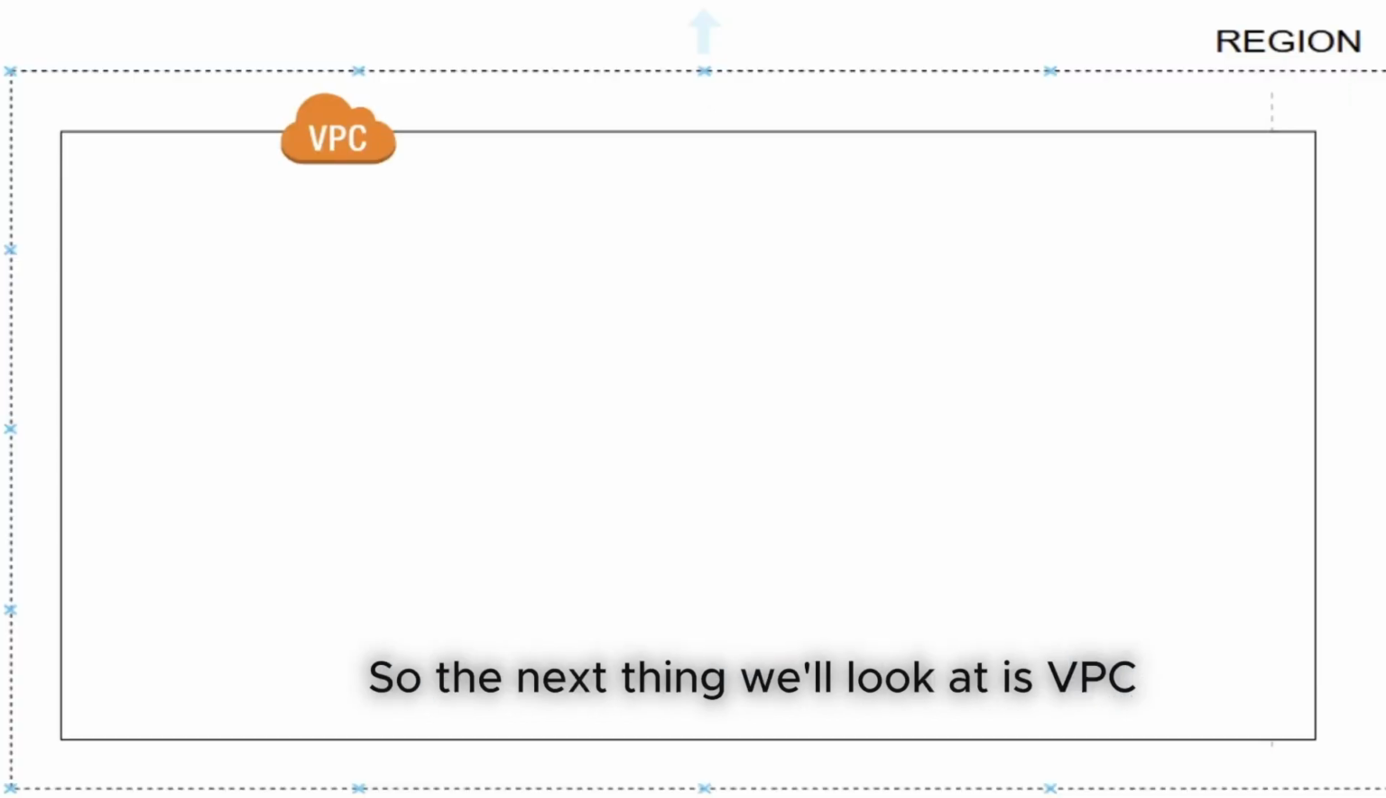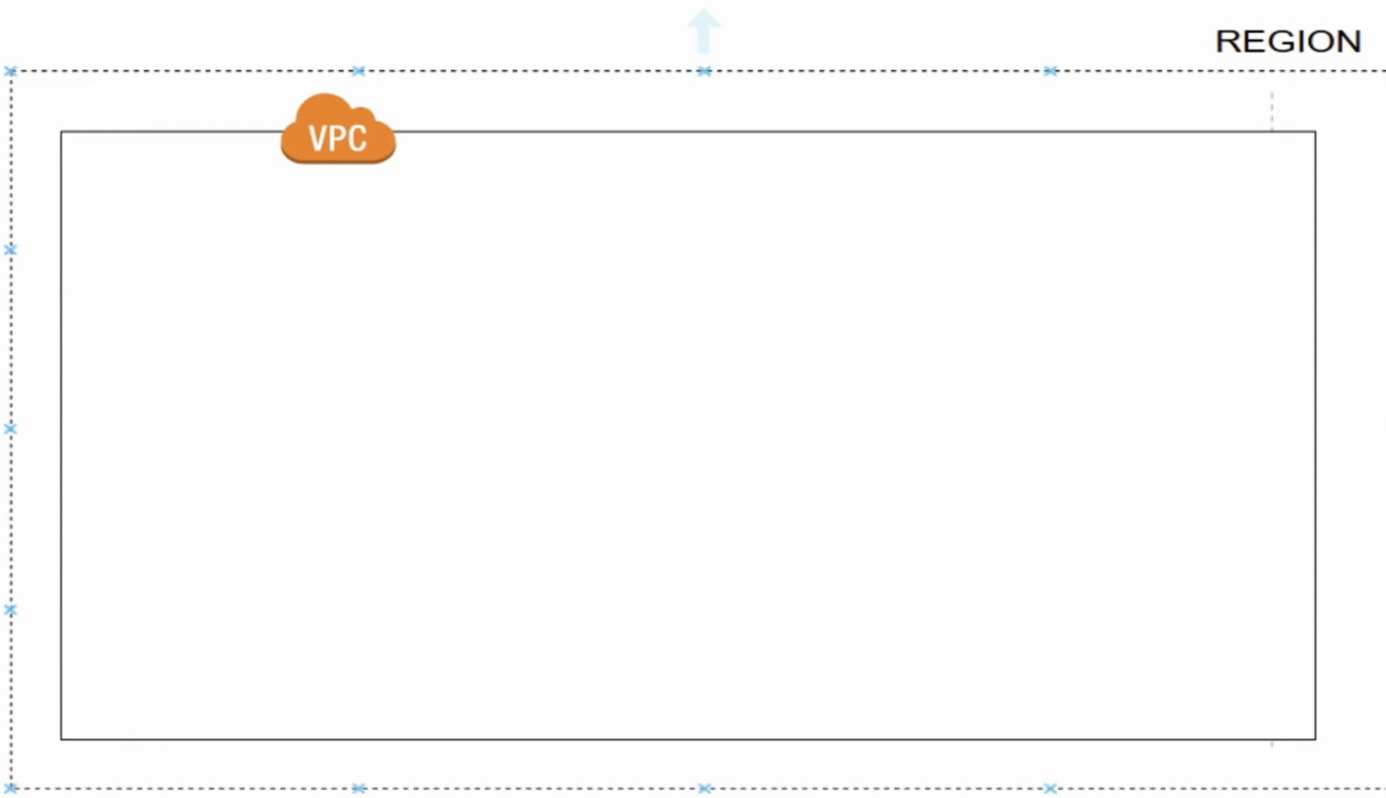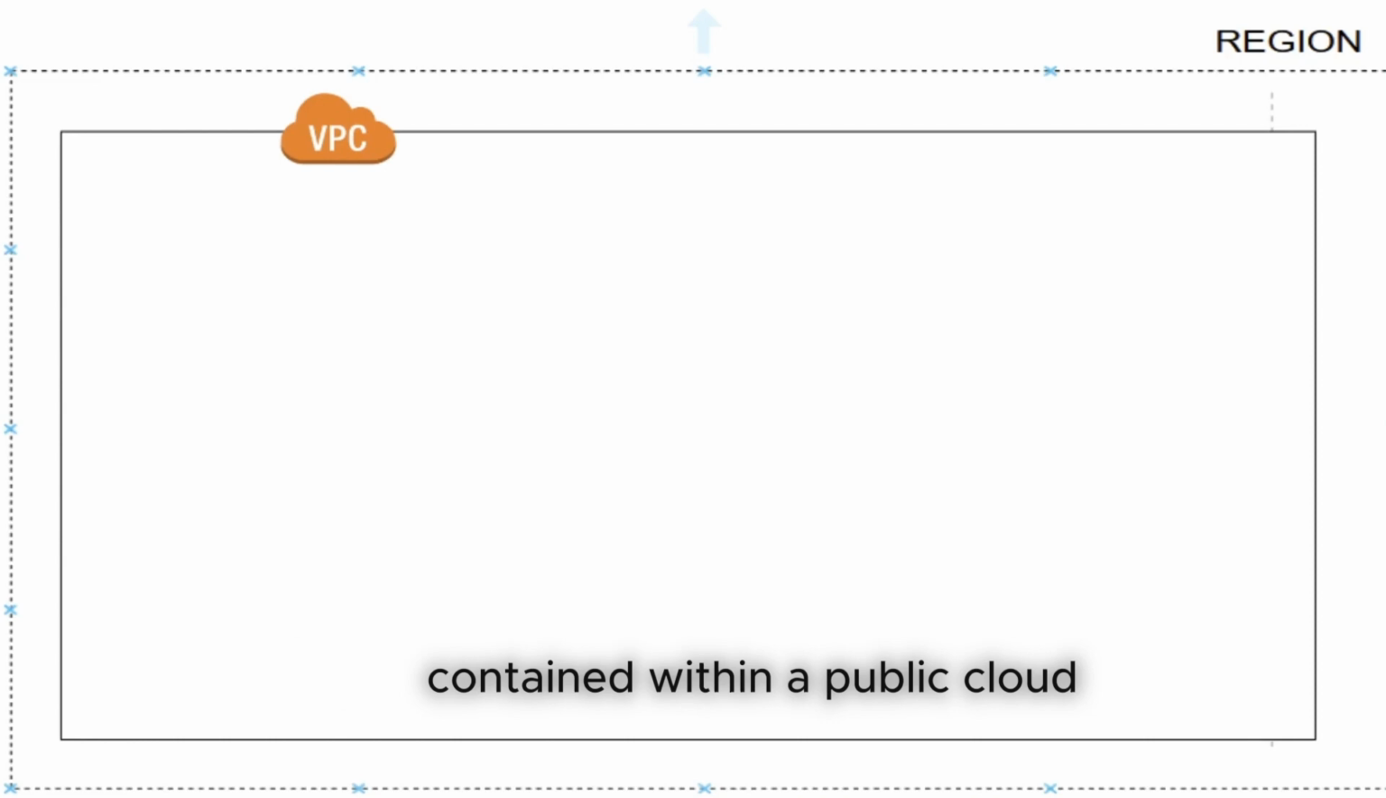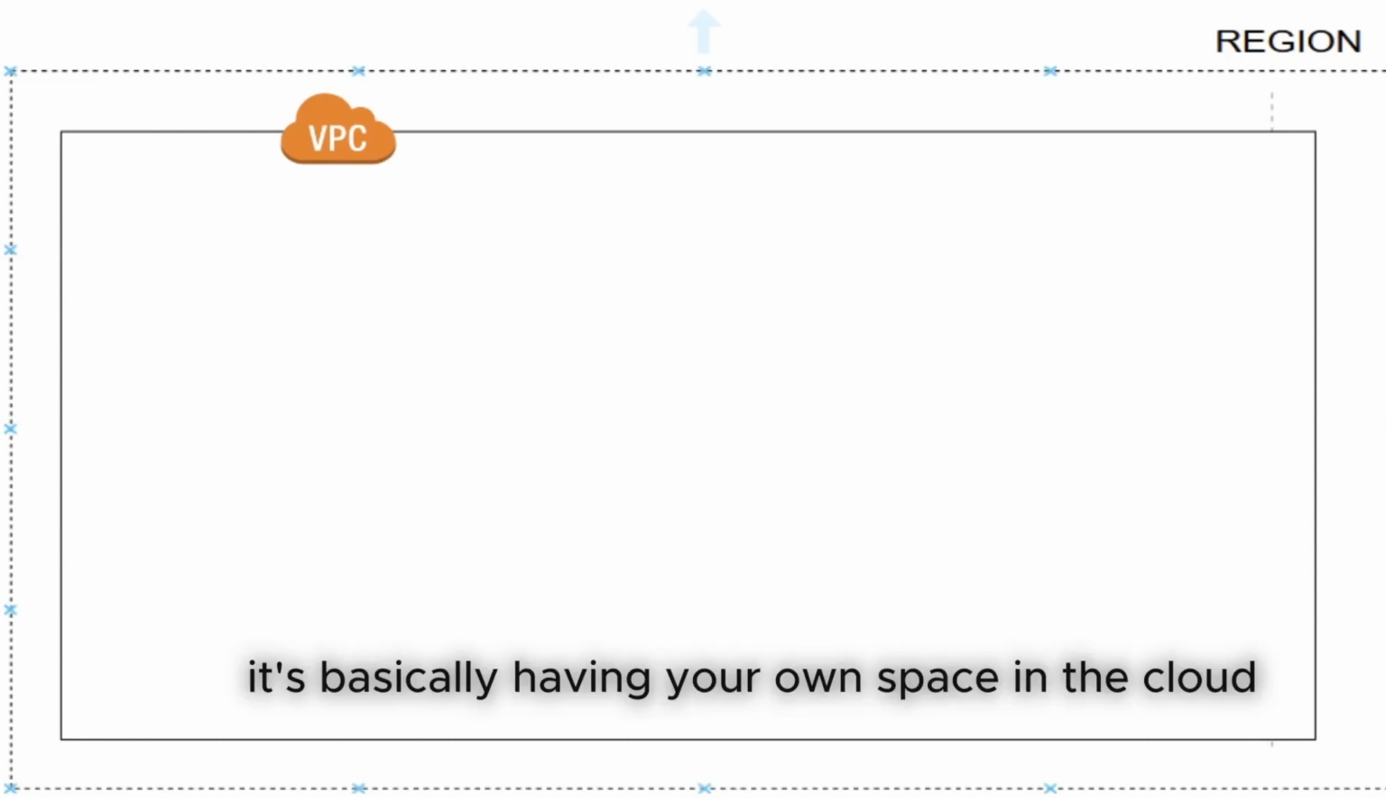The next thing we'll look at is VPC. VPC stands for Virtual Private Cloud. It's a private cloud computing environment contained within a public cloud. It's basically having your own space in the cloud.